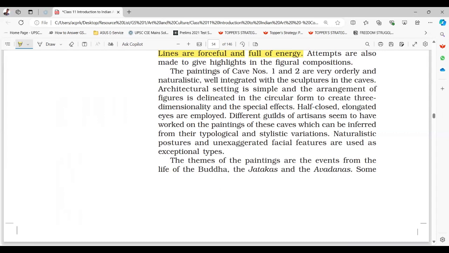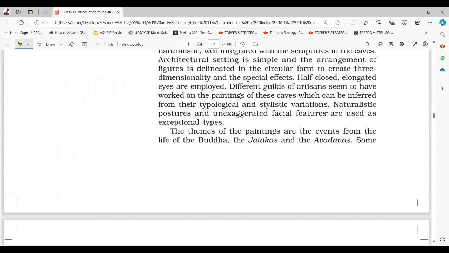Different guilds of artisans seem to have worked on the paintings of these caves, which can be inferred from their typological and stylistic variations. Naturalistic postures and unexaggerated facial features are used as exceptional types. The themes of the paintings are the events from the life of Buddha, the Jatakas, and Avadanas.